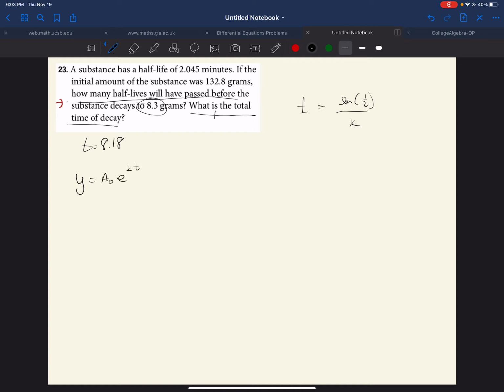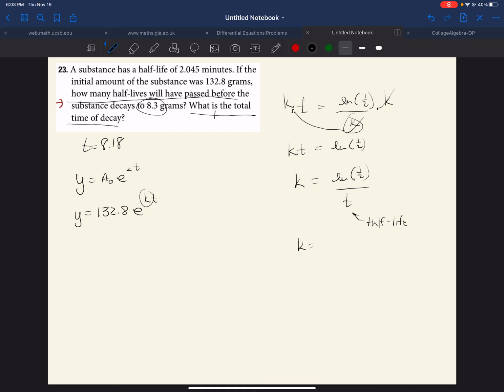And so I know my a naught. I know it's 132.8 e to the kt, and I just need to figure out k. That's all I need to know. Well, if I multiply both sides by k up here, it'll cancel. Then you got kt is ln of 1/2. So k is the ln of 1/2 divided by t. And t is not any old time. T is the actual known half-life of that object.